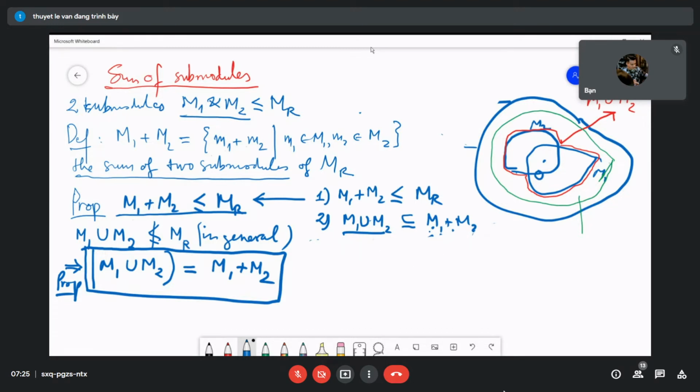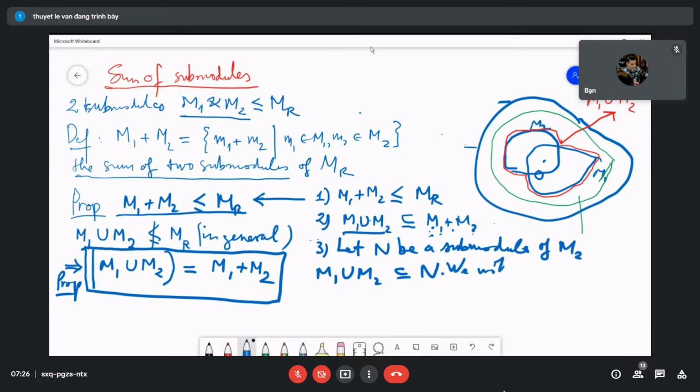I will prove the smallest. Now let N be a submodule of M_R containing M. We will prove that M1 plus M2 is a submodule of N. That means if N contains M1 union with M2, then M1 plus M2 is smaller than N. We will prove this one.